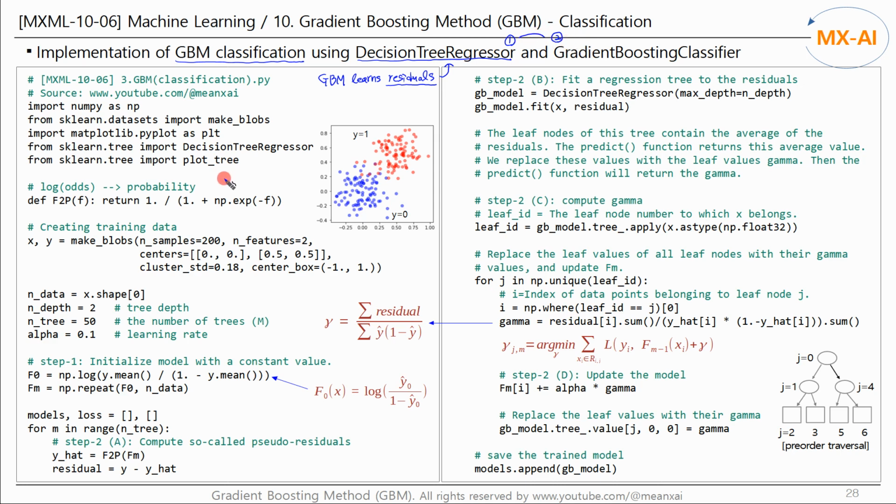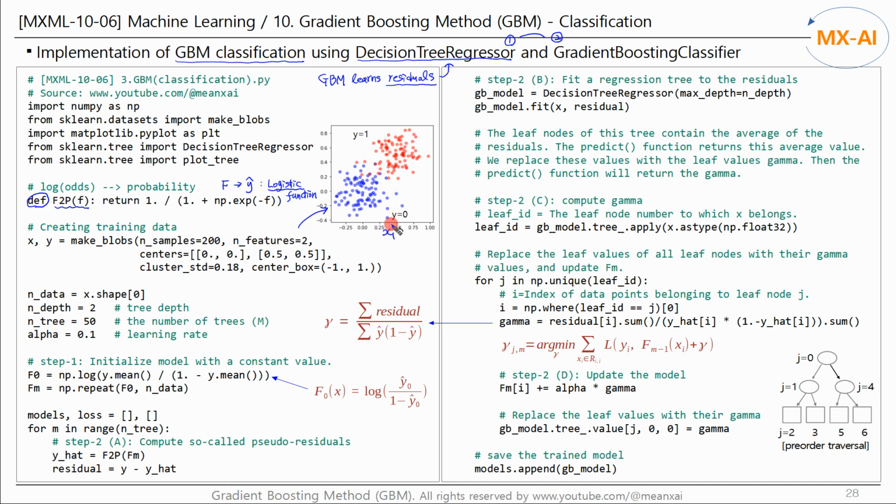In GBM classification, log odds values are converted to probability values. The conversion function is defined here. This is a logistic function. And the data we will use is like this.